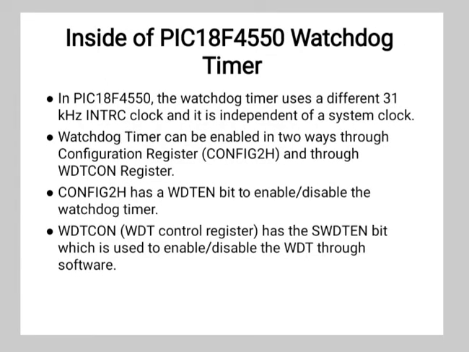So what is inside the watchdog timer? It uses a 31 kilohertz INTRC clock, and it is independent of the system clock. The watchdog timer can be enabled in two ways: through the configuration register and through the WDTCON register. The configuration register has a watchdog timer enable bit to enable or disable this timer. It also has a switch enable bit to enable or disable the watchdog through the software.